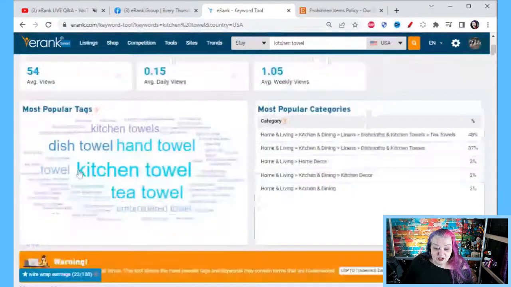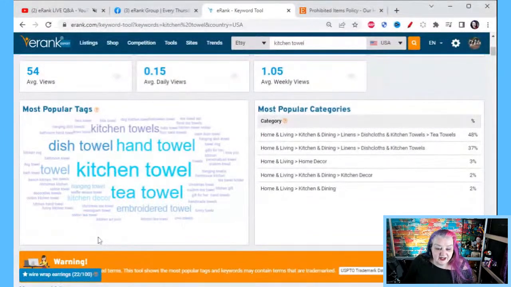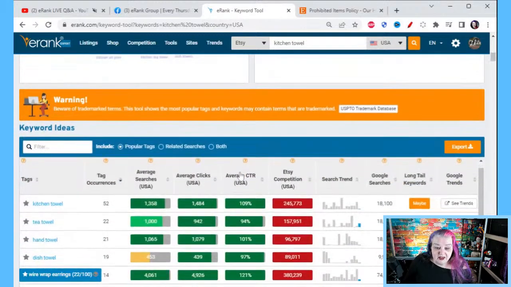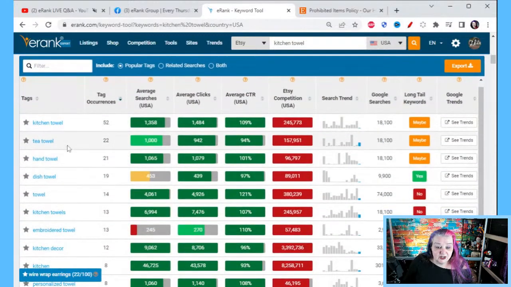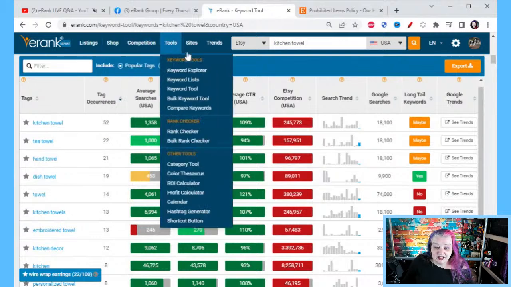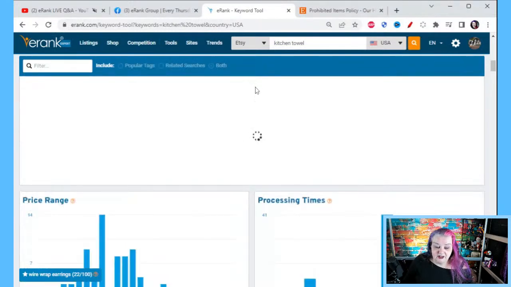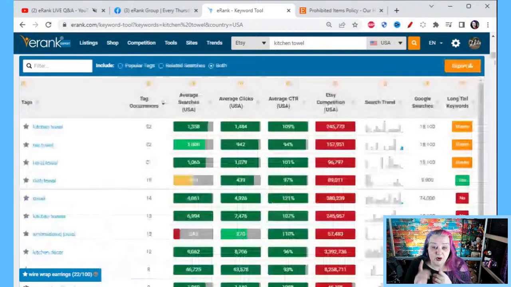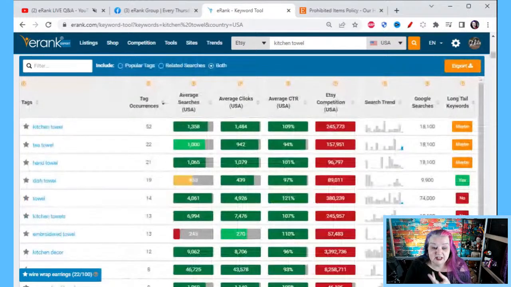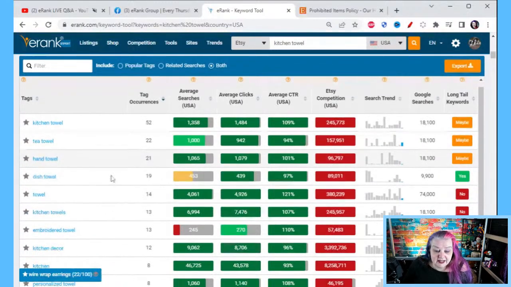And then we get to see the most popular tags. This little word cloud is kind of fun. So you can see, is it a dish towel, hand towels? The other tags that the people who are ranking are using here. You can see the categories. But this keyword ideas is a cool place. Now we've got the popular tags, but I like to hit this both button, so it's going to take a wee minute. What this is doing, it's looking at the popular tags of the top 100 listings, what tags they've got, and also the similar searches that people are looking for. So you can get an idea.